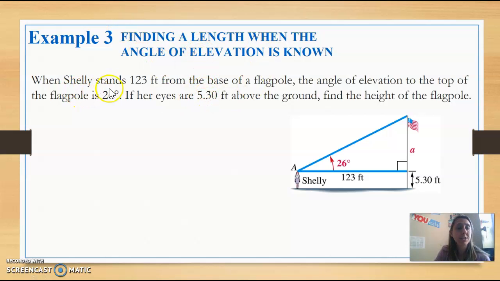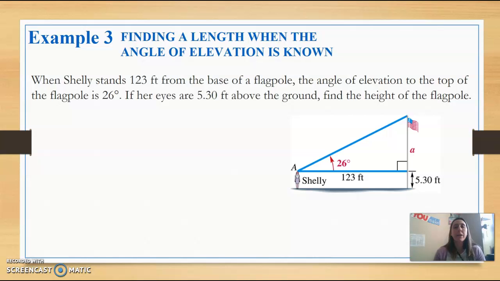This says that when Shelly stands 123 feet from the base of the flagpole, the angle of elevation, so she's looking up to the top of the flagpole, is 26 degrees. If her eyes are 5.30 feet above the ground, we need to find the height of the flagpole. This 123 is a whole number, but this 5.30 is rounded to the hundredths place, 2 decimal places. So since it's going to 2 decimal places, you also need to go to 2 decimal places.